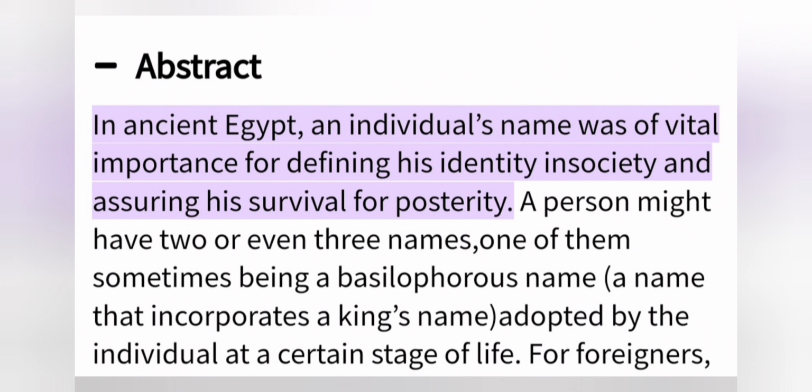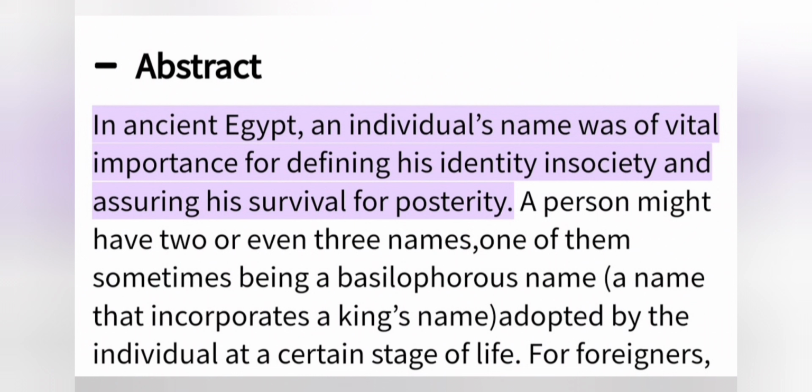A person might have two or even three names, one of them sometimes being a basiliferous name, a name that incorporates the king's name, adopted by the individual at a certain stage in life. They get this at a certain stage of life, when they fulfill their name's meaning, they advance to the new name. So the fact that whoever this woman was adopted the name Renetunet and she advanced by ceremony means that she must have fulfilled her original name's purpose.